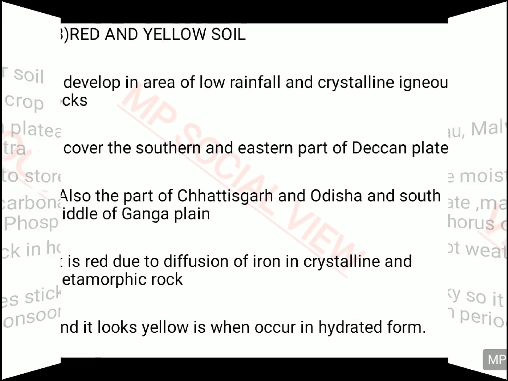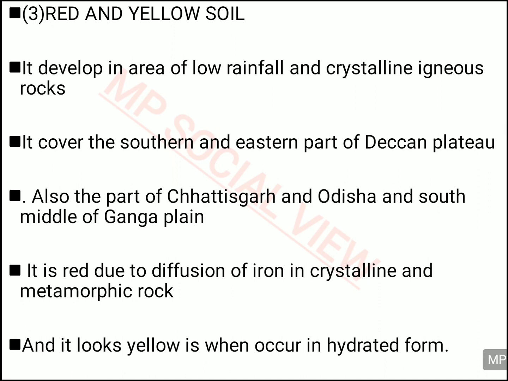Now let's move to another type of soil, that is red and yellow soil. This type of soil is found in low rainfall areas where crystalline igneous rocks are found. It is found in the southern and eastern part of the Deccan Plateau. Apart from this, it is also found in Chhattisgarh, Odisha, and the southern part of the middle Ganga plain. It is red in color because of the iron content in the crystalline, igneous and metamorphic rock. When the iron content is there, that's why it looks red, and it turns yellow when it is hydrated.